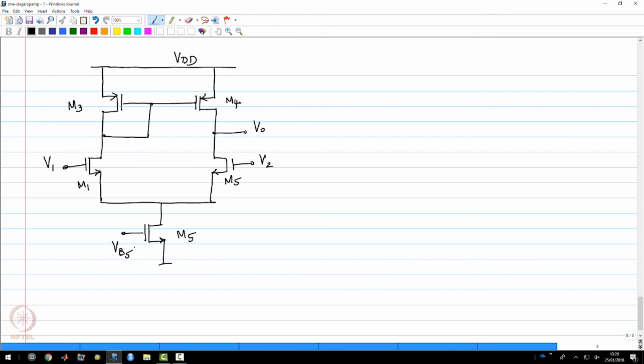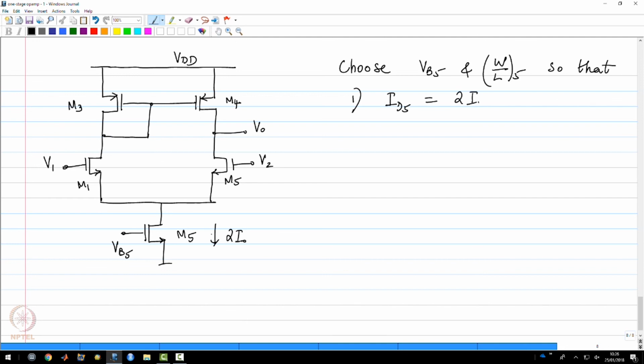The bias voltage and the size of M5, W over L of 5, so we need two conditions. Number one, the current is 2I0, so ID5 should be equal to 2I0, and the second condition is that RDS5, which is the output resistance of this current source, needs to be as large as possible. So these are the two conditions we are going to use while choosing VB5 and W over L5.